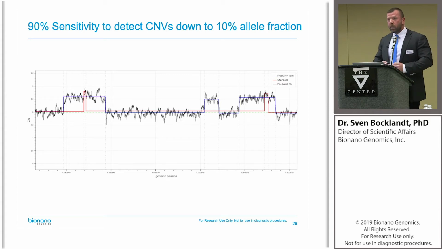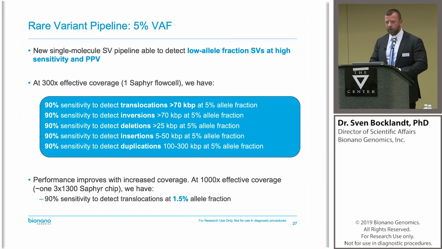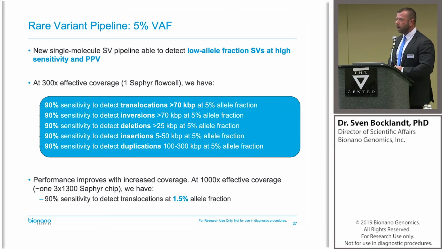And then we built an additional pipeline just for those complex heterogeneous cancer samples. We call that the rare variant pipeline. And what this will do is it will grab this 400x of raw data that we collect out of each flow cell and call each major type of structural variants, translocations, inversions, deletions, insertions, and duplications down to 5% variant allele fraction. This is not a panel.